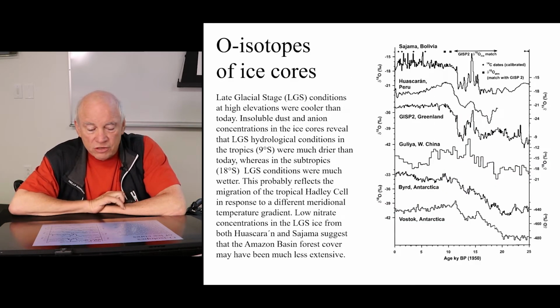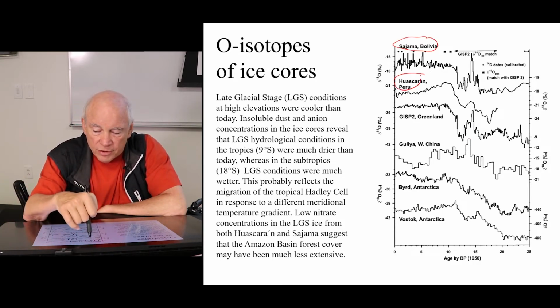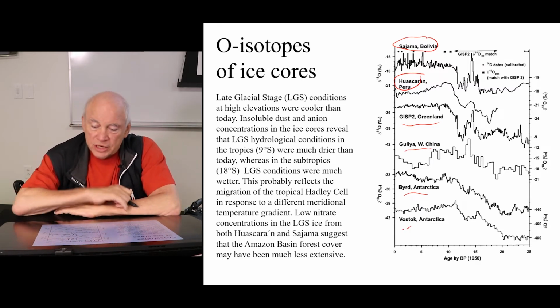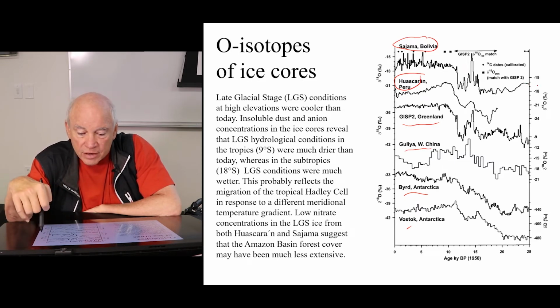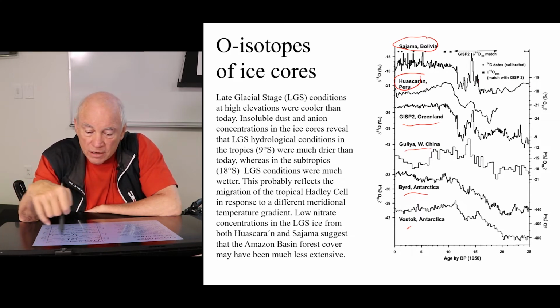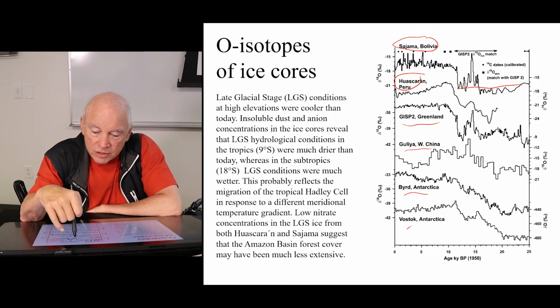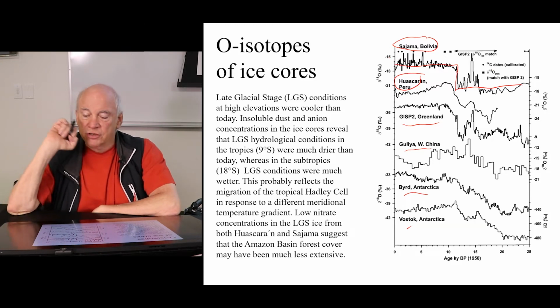So here are the results of ice cores from Sajama in Bolivia, Huascaran in Peru, and we can compare that with Greenland, Western China, and a couple from Antarctica. But what we see here is a real change in del 18 from about minus 21, over here, to about minus 16 or 17. So there was a big step, an increase at about 11 or 12,000 years ago.